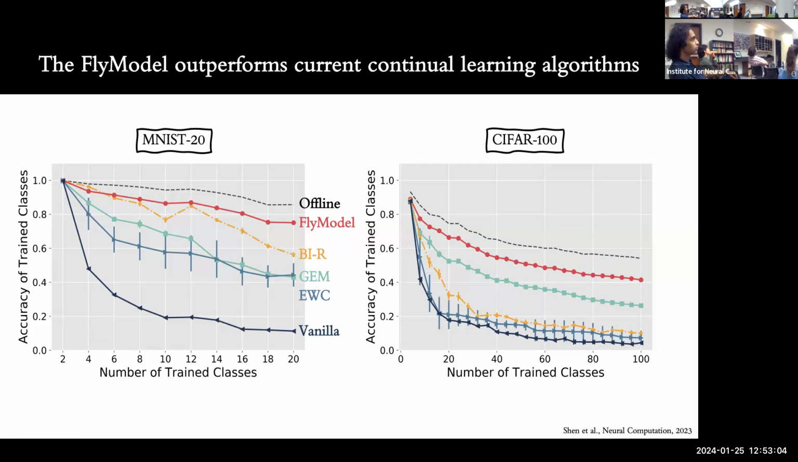I've shown you that the fly model combines 2 features, sparse coding and partial freezing. Now, are the 2 features equally important? Can we just achieve this performance using just one of them? The short answer is no, we cannot. You do need both of them.